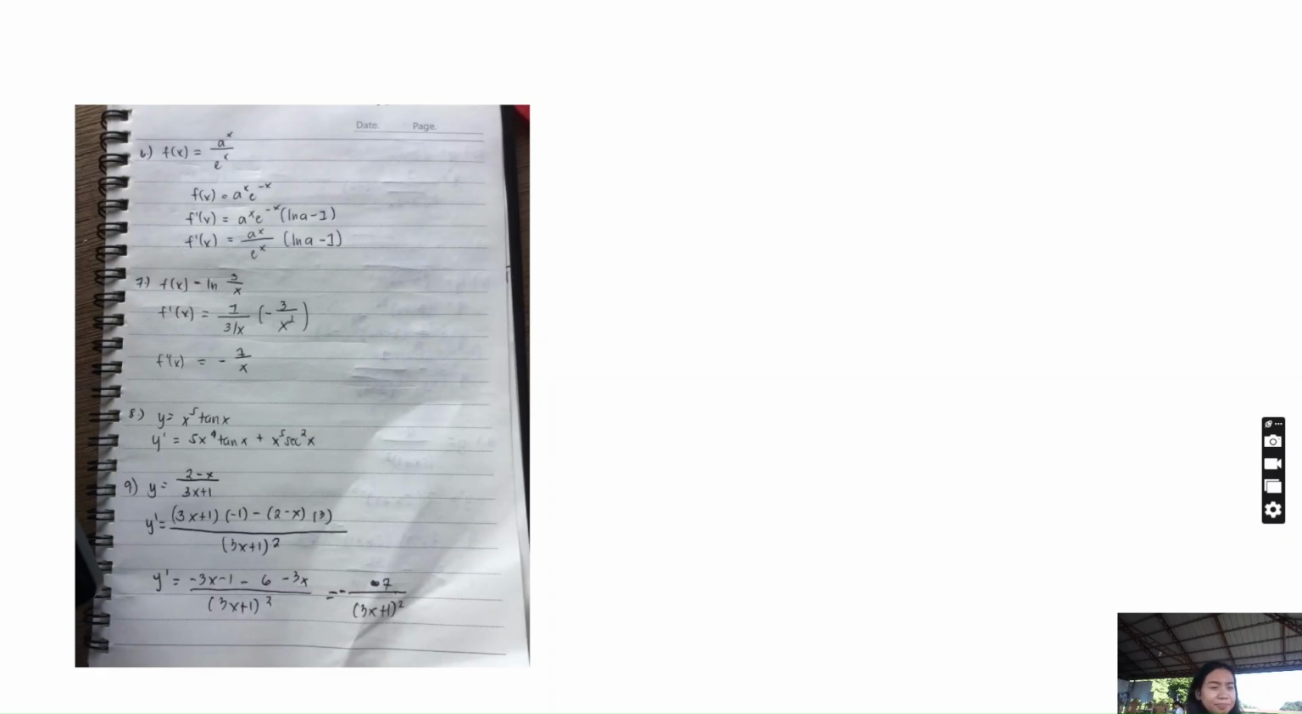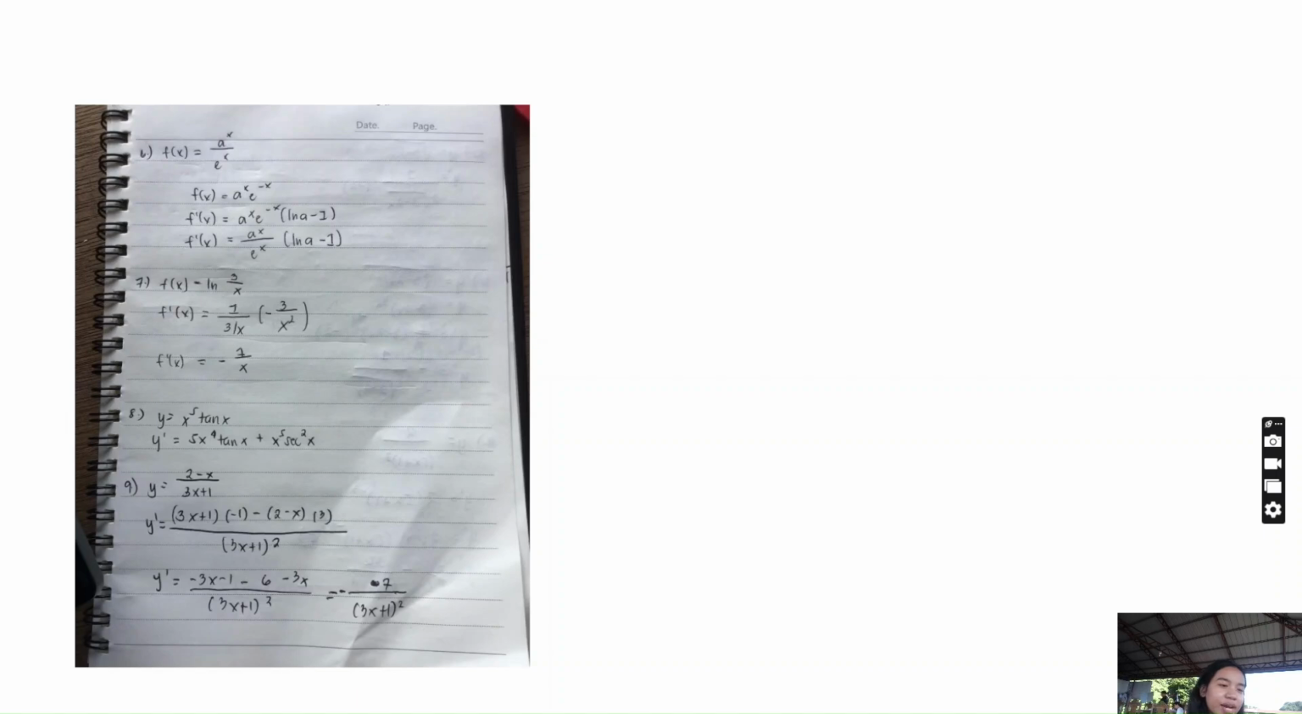And then we can put on the e to the power of negative x as its denominator. So therefore, we have obtained the answer f prime of x equals a to the x all over e to the x times ln a minus 1. So that will be our answer for number 6.